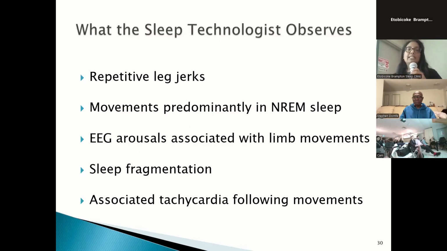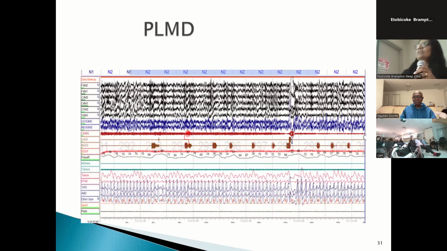So what do the sleep technologists observe during the night? Repetitive leg jerks, movements predominantly in non-REM sleep, EEG arousals associated with limb movements, sleep fragmentation, and associated tachycardia following the movements. So this is one of the PLMDs that we found.